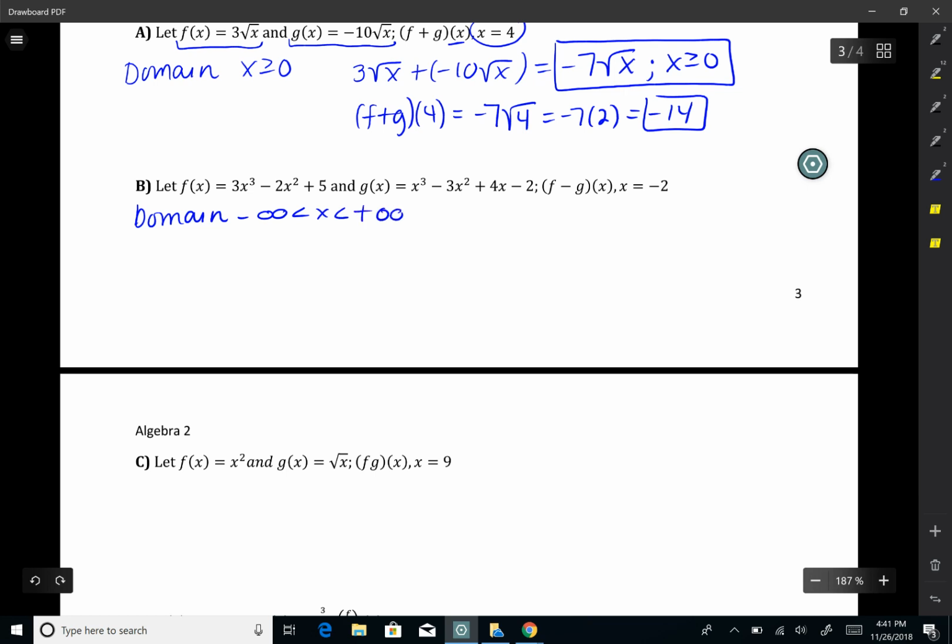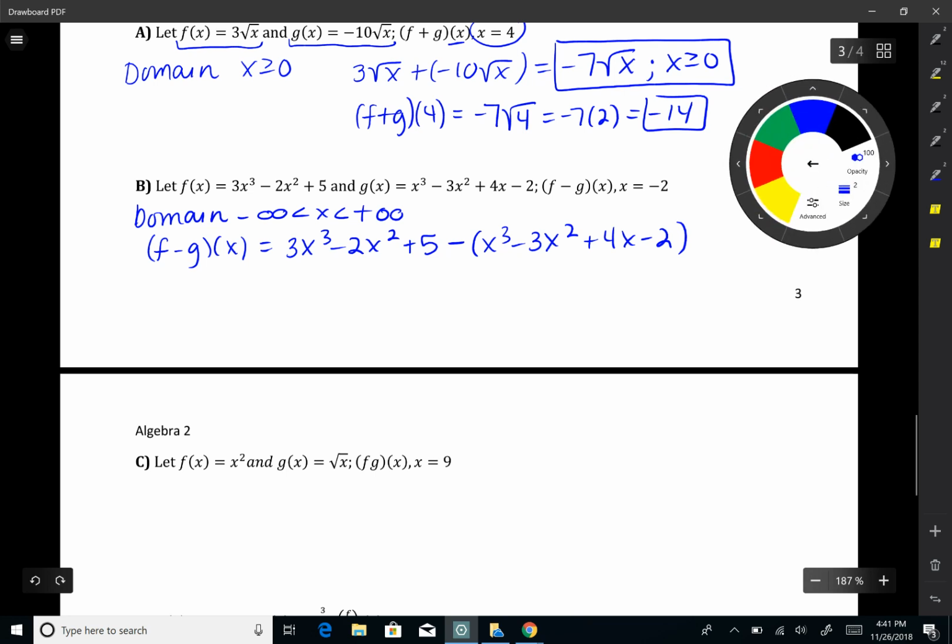So when I subtract these, when I go f minus g of x, I'm going to write 3x cubed minus 2x squared plus 5 minus, in parentheses, x cubed minus 3x squared plus 4x minus 2. I'm going to need to distribute that negative. So this will become a negative x cubed, positive 3x squared, negative 4x, and a positive 2. And I'm going to combine like terms, and that will be my difference.